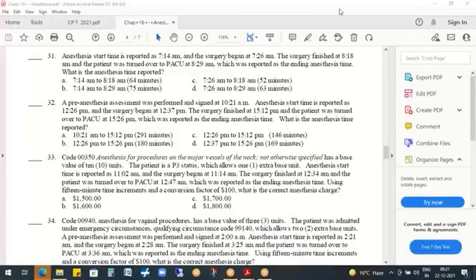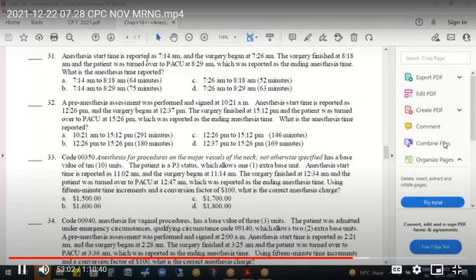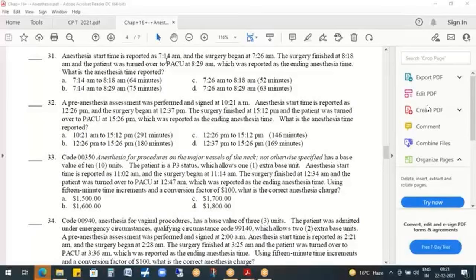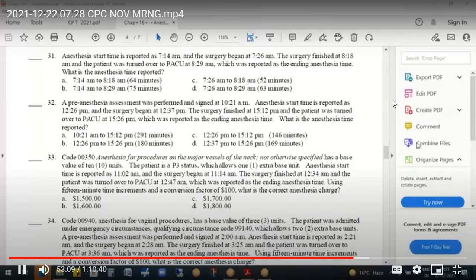Moon, can you please repeat this? This 31's last answer, I mean, how did you calculate it? See, what is the start time? 7:14, when the surgery started?